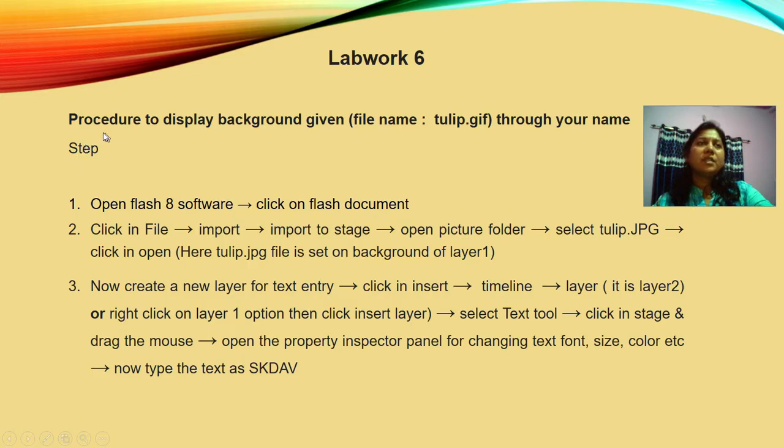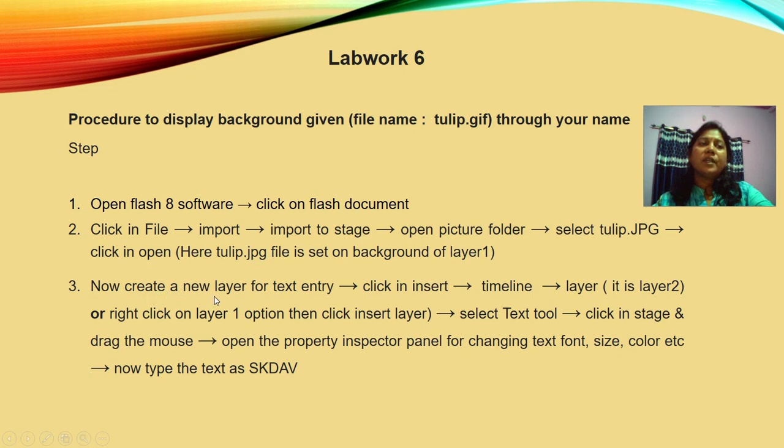So the next lab work is the procedure to display a background image. The file name is tulip.jpg. The procedure is: open the Flash software and create a new document. Then click on the file option, click on import to stage, open the picture folder and select the tulip.jpg file. Click on open. Here the tulip.jpg file is set as the background of layer 1.